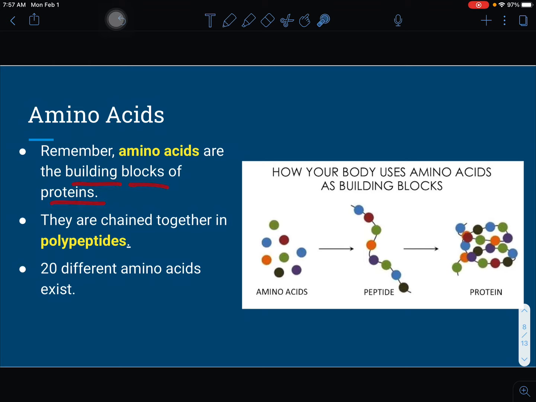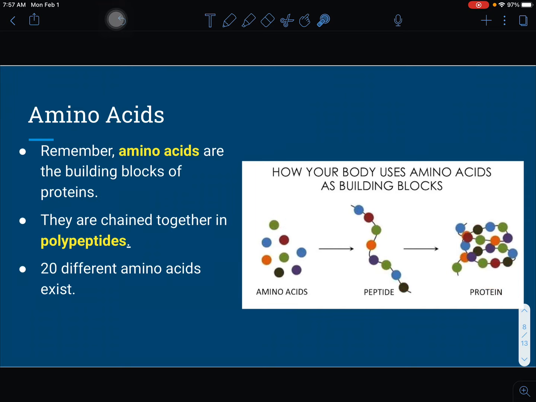It's the building blocks of proteins. It's the monomers of protein. It's the single unit that we put together to make a protein. So it's these long chains called polypeptides, and when we put a bunch of different amino acids together in a long chain, we get this thing called a peptide, and then when we fold them in this perfect sequence, we get something called a protein.